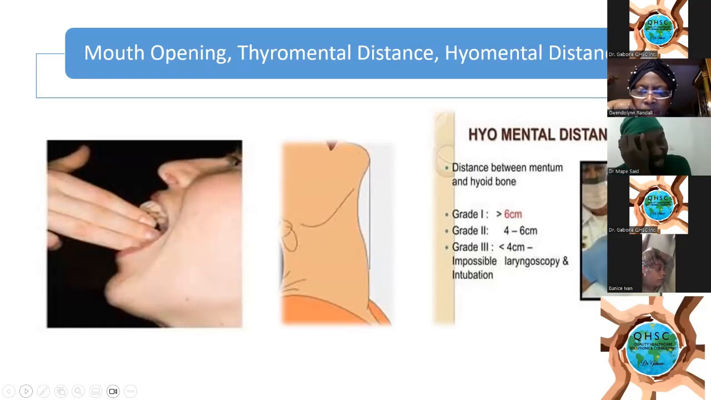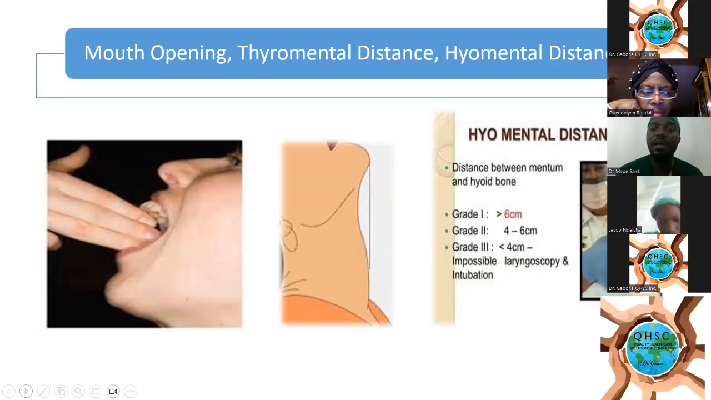Also, the thyromental distance, which shows the difficulty of the airway, you take a measurement. You can also use finger breadths from the mentum.